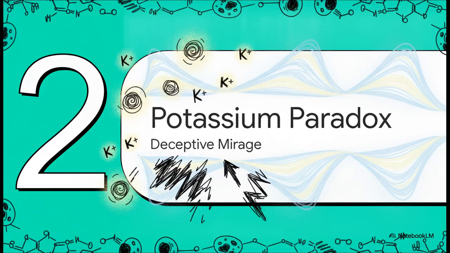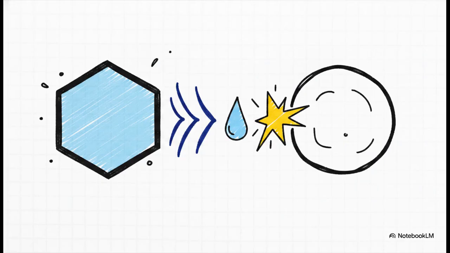Moving right along to Section 2, the potassium paradox. Let's look at the deceptive cellular mirage happening behind the scenes. We've talked about the acid, but there's a second major player in this crisis. While the blood is turning highly acidic, something else is happening at the exact same time. Because there's no insulin, blood sugar levels are absolutely skyrocketing. And this sky-high blood sugar acts like a giant sponge. Through a process called osmosis, it sucks water straight out of the body's cells.